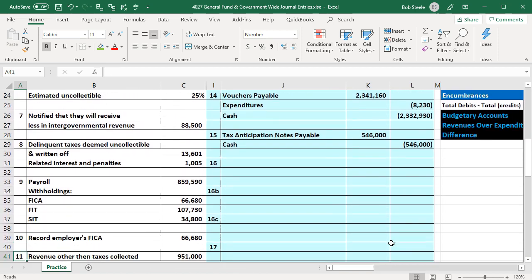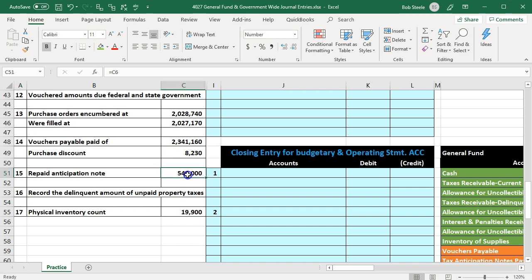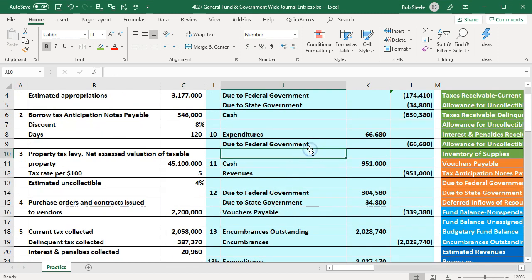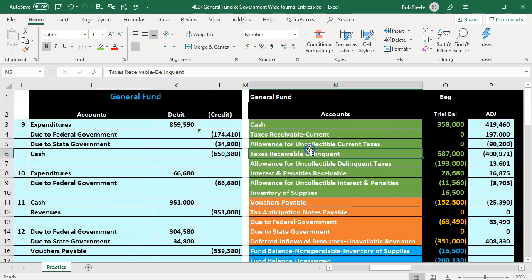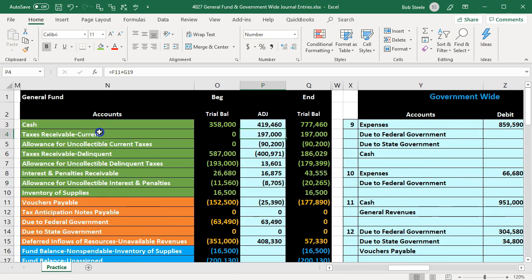We are now in number 16, so let's see what's on number 16 down here in the A53 line. Record the delinquent amount of unpaid property taxes. Okay, so what we're basically saying is that the year has passed now. We're going to move the current amounts to the delinquent amounts. So you'll recall that we had 3 different accounts for receivables. We've got the receivables current, delinquent, and then the payables. What we're going to do now is take the current amount. We're going to move it from current to delinquent. So we have both the receivable and the allowance that we need to move down.